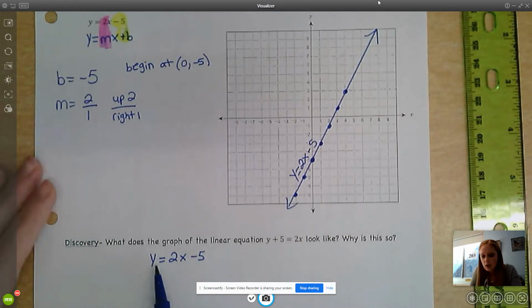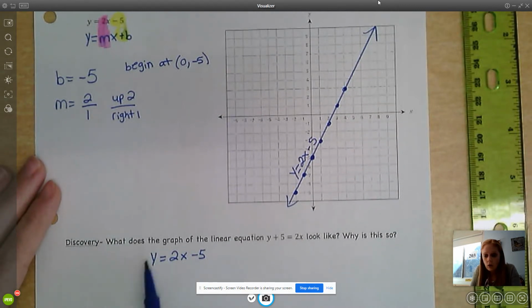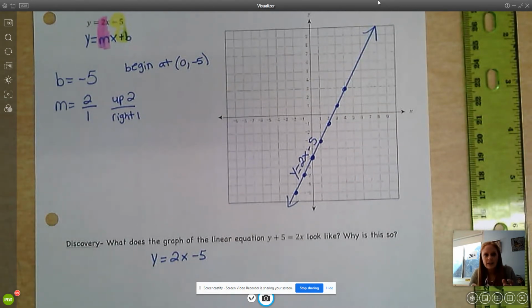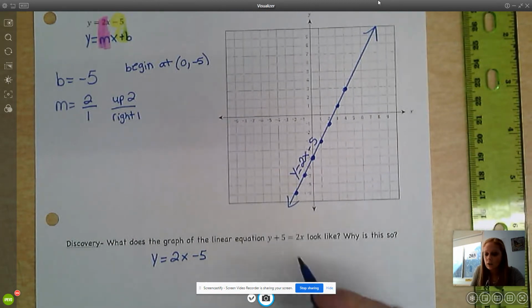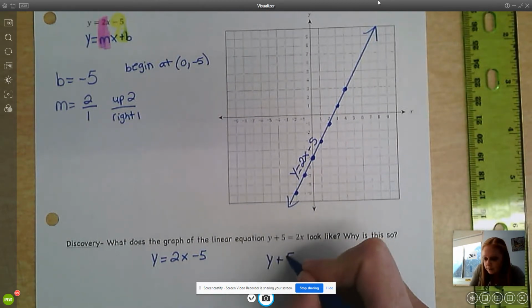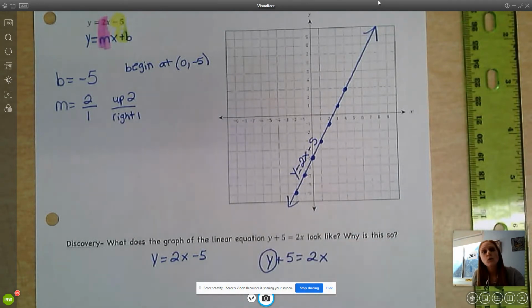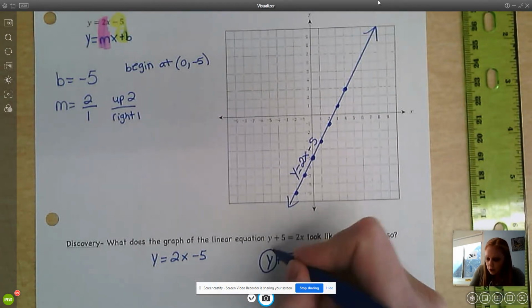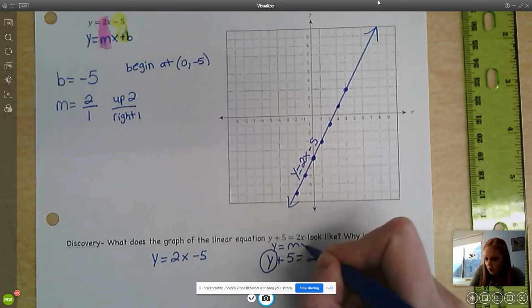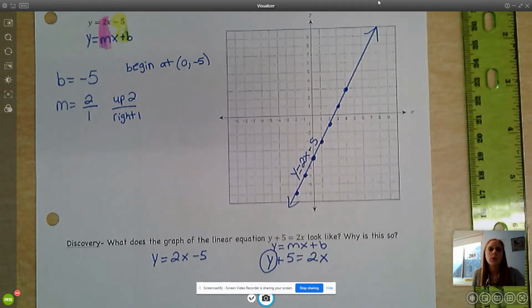The difference is the ones we've been doing so far all have y by itself. It's y and then equals everything else. This one, we have y plus 5 on the left side and then equals 2x. The y is not by itself. So what we showed you today is that if the y is not by itself, you need to move terms around so you get the y by itself. Your goal should always be to have the equations look like y equals mx plus b, so then we could graph them and know the slope and the y-intercept.